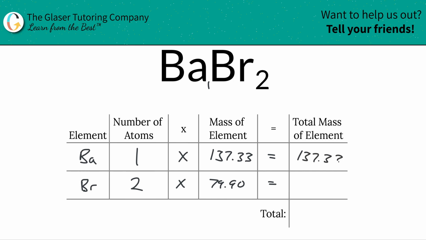137.33 units of mass. Then, since I have 2 bromines, I'm going to take it and multiply by the mass of each bromine to find the total amount of bromine, which then works out to be about 159.8. And then to find the total mass of the compound, just add these 2 together. Nice and simple. 297.13.